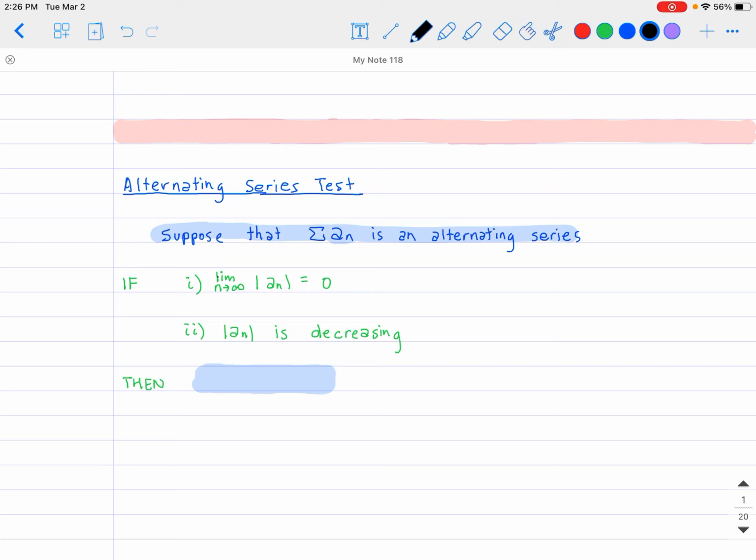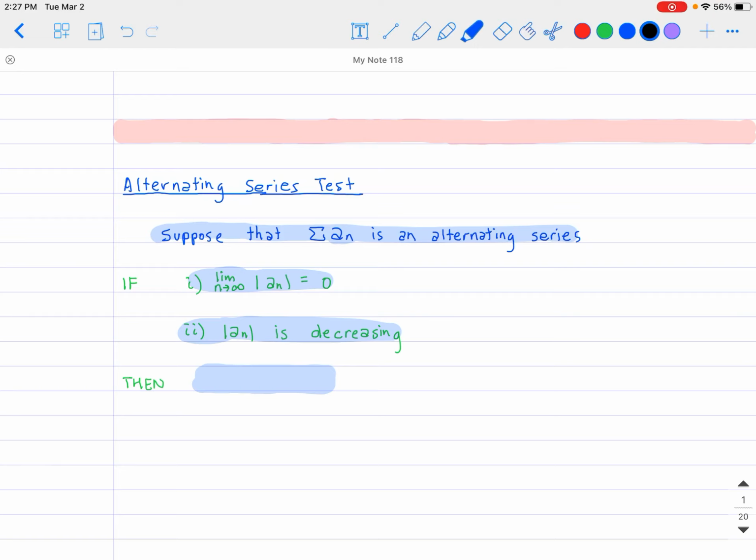If you take a look at each term, the absolute value of it, those terms have to get smaller and smaller and smaller. Meaning what you're adding and subtracting is getting closer and closer to 0. So that's condition number 1. And condition number 2 is if you take a look at each term independently, the absolute value of it is also decreasing because it has to decrease to 0 in this case.